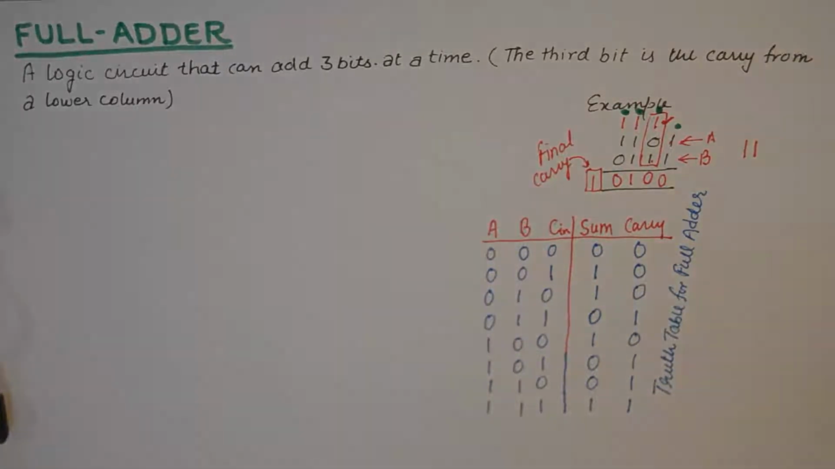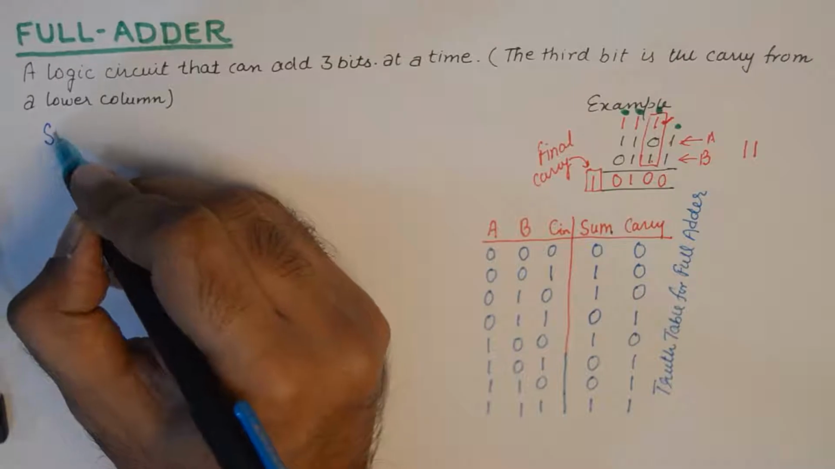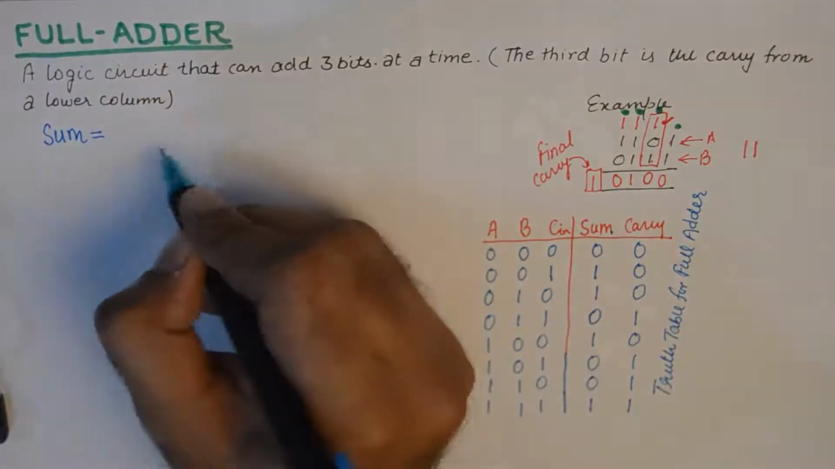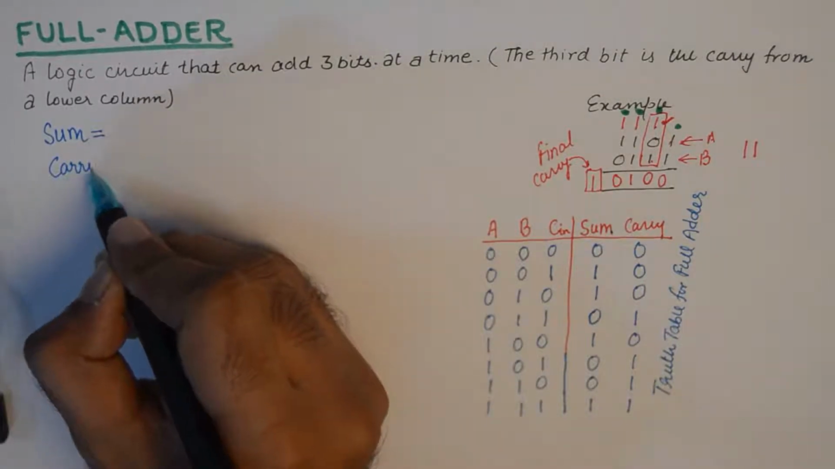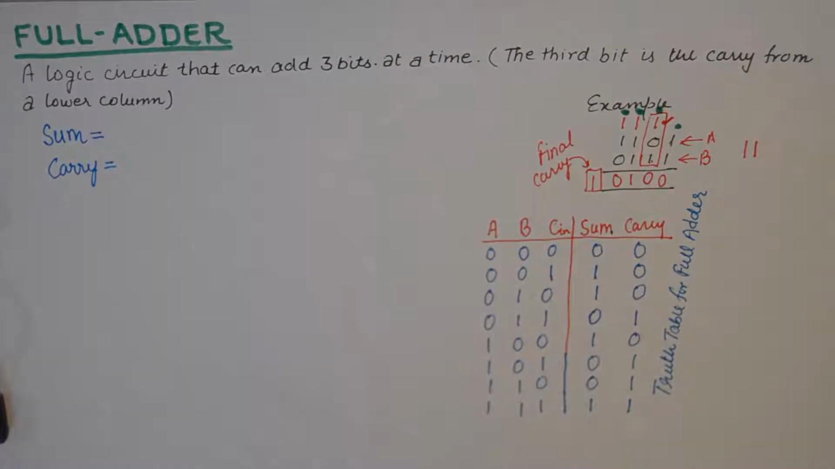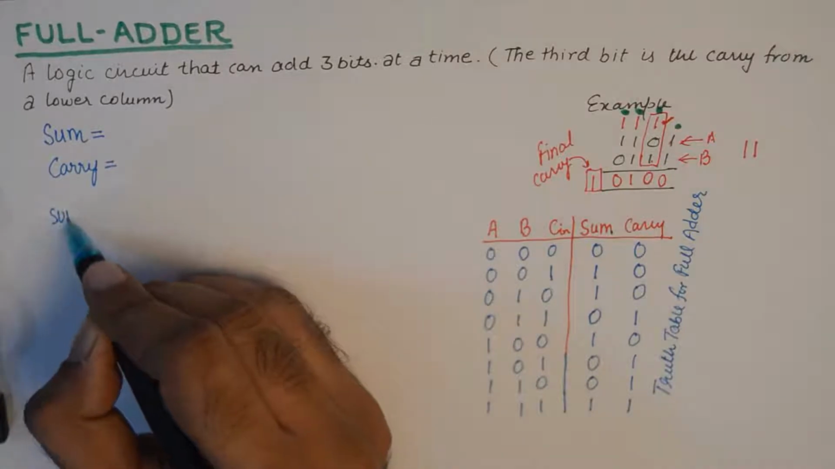Alright, now once we have the truth table for full adder, just like in any combinational circuit, we need to find out the expression of sum. We need an expression for sum in terms of input, and we need an expression of carry in terms of input. That can possibly be done by drawing a K map for sum and for carry. So let us draw the K map for sum.